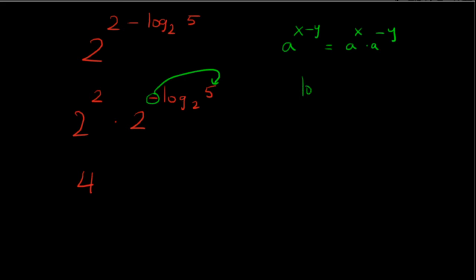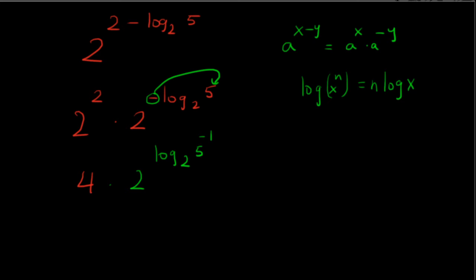If I have log of x to the n, that's the same thing as bringing the exponent outside. So I can rewrite this as log base 2 of 5 to the negative 1 power.